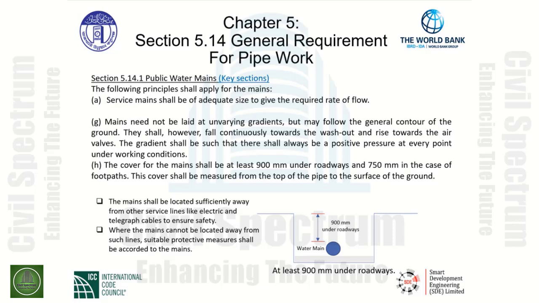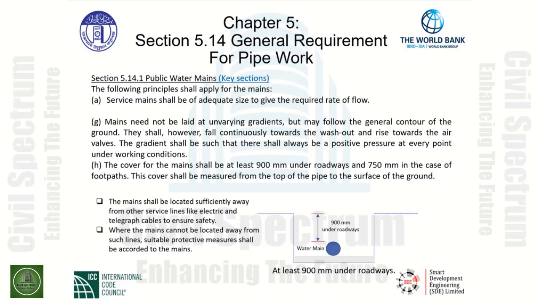Section 5.14, General Requirement for Pipe Work. In this section, Section 5.14.1, we're going to cover some key sections regarding public water mains. Some of the key sections that we want to share with you are the following principles that shall apply for the mains. Item A, service mains shall be of adequate size to give the required rate of flow.